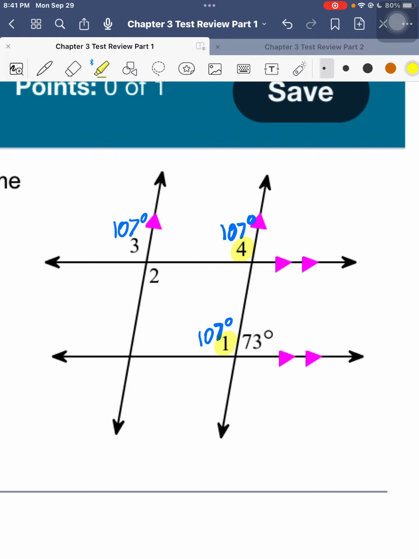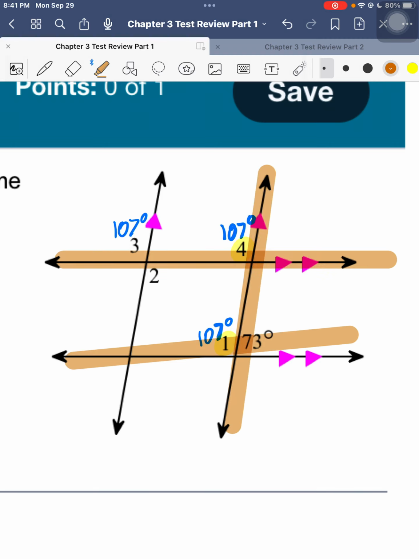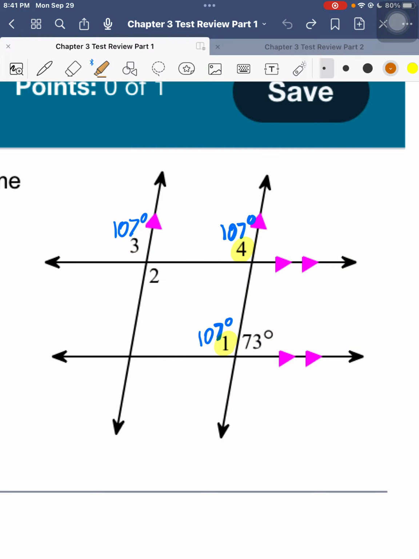So you see how our perspective is switching depending on what we're looking at, and that's okay. Over here, when we were looking at 1 and 4, this was my transversal, and these are my two parallel lines. So 1 and 4 are corresponding. That's okay. Now, if I'm looking at 4 and 3, what's my new transversal? This one, and these are my two parallel lines. So I can also say that this and this are corresponding angles in that perspective.